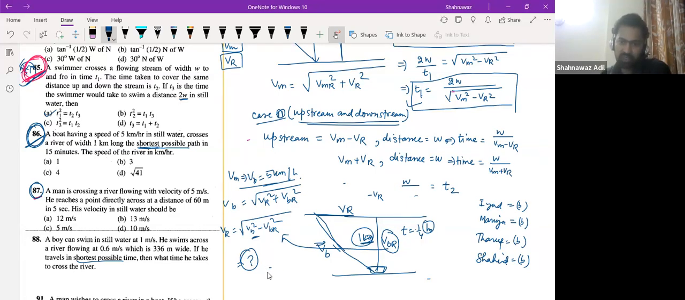Yes, so you are getting a triplet. 5, this is 4, the answer would be 3.